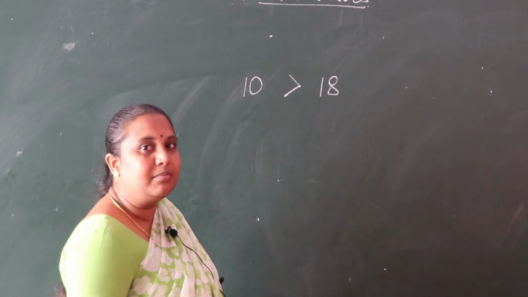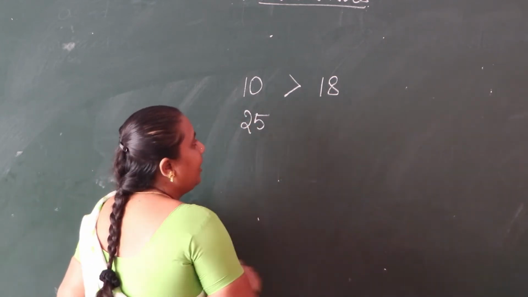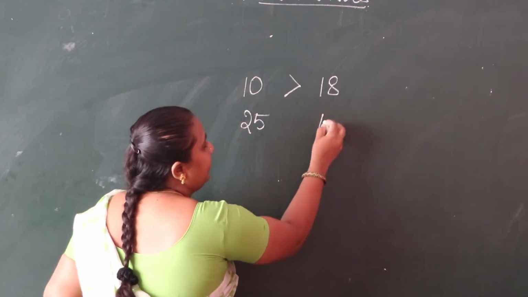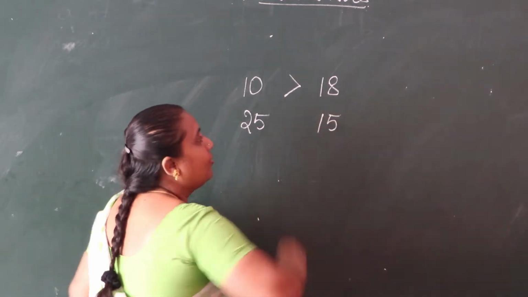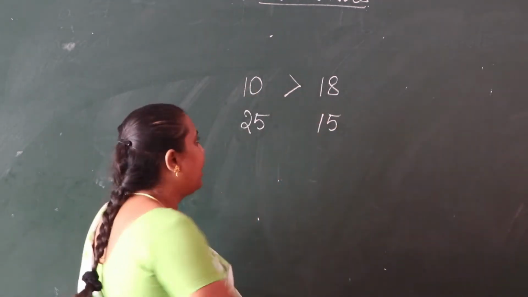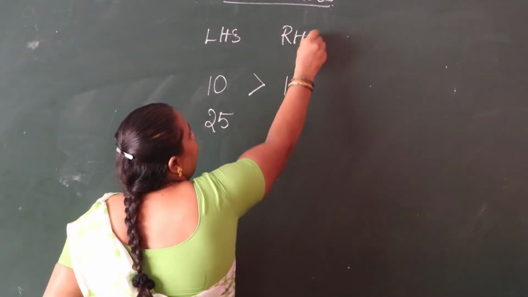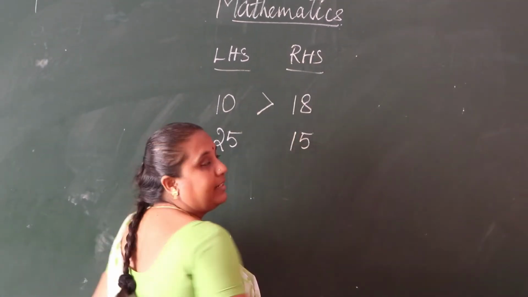And then one more number we will take, that is 25. And then another number we are taking on this side, that is 15. Is it right? So here this is the left hand side and this is the right hand side. We should take LHS and RHS: left hand side and right hand side.